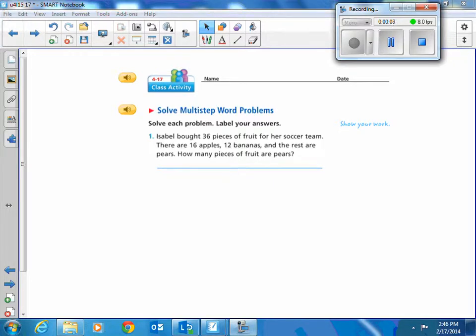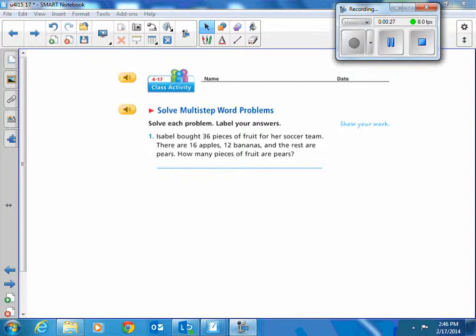We've been working a lot on multi-digit addition and subtraction, and now we're working on multi-step word problems. That just means it takes more than one step to solve the word problem. It might take 2 steps, it might take 3, whatever it takes to solve those word problems, okay? So let's go ahead and get started.